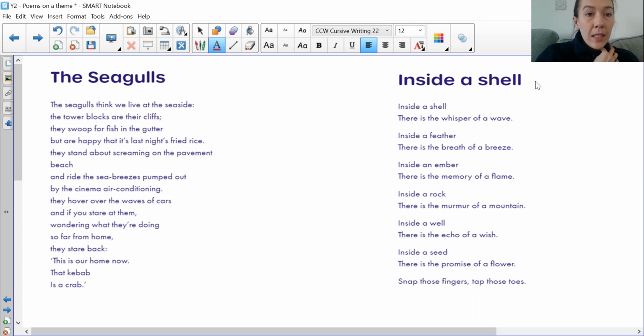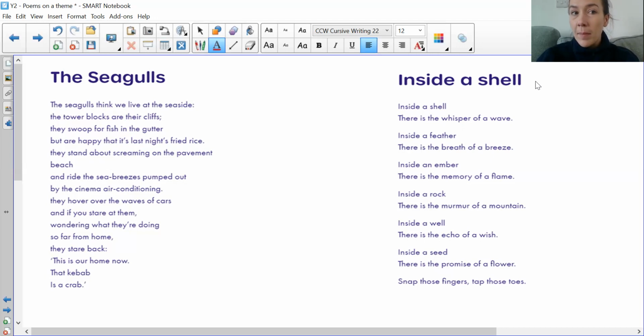The seagulls think we live at the seaside. The tower blocks are their cliffs. They swoop for fish in the gutter, but are happy that it's last night's fried rice. They stand about screaming on the pavement beach and ride the sea breezes pumped out by the cinema air conditioning. They hover over waves of cars, and if you stare at them, wondering what they're doing so far from home, they stare back. This is our home now. That kebab is a crab.